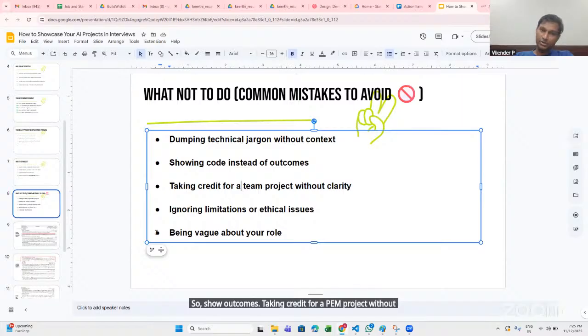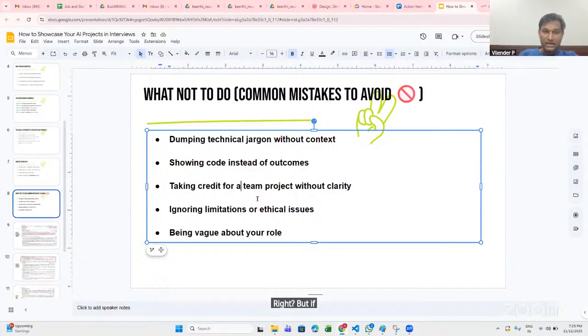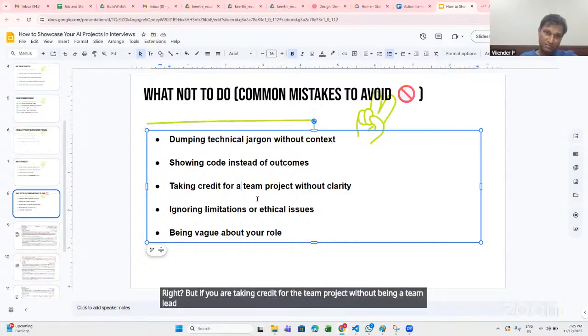This is exactly what I talked about when I asked, are you doing the entire project or are you part of it, right? If you're part of it, say that you're part of it. That's okay. But if you are taking credit for the team project without being the team lead on that, then you will easily get caught. So don't do that.